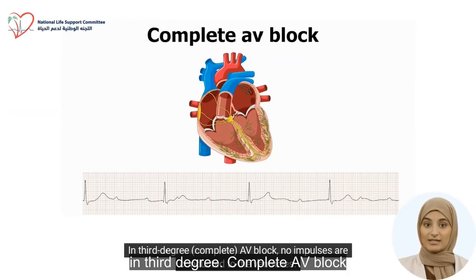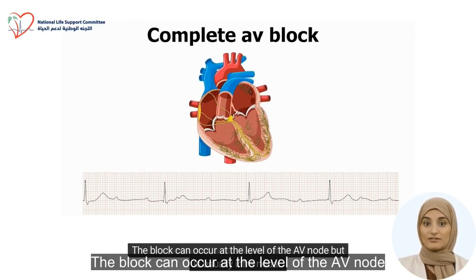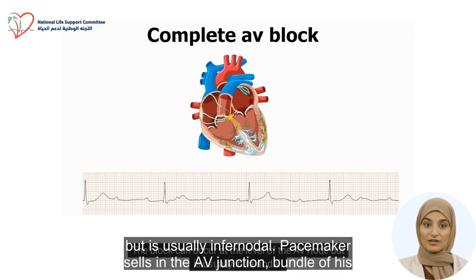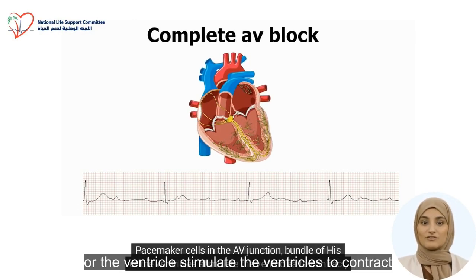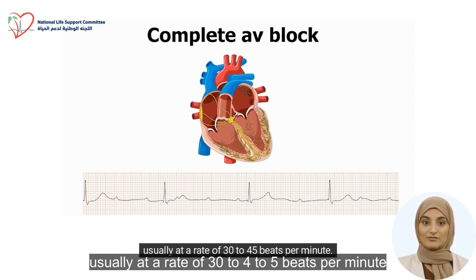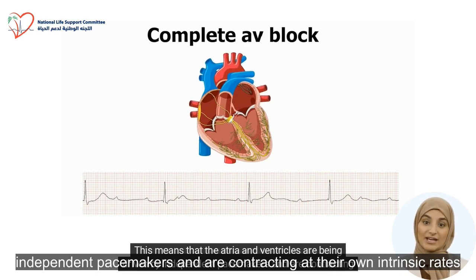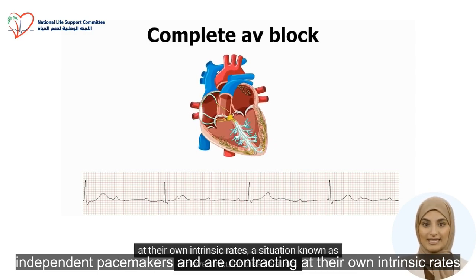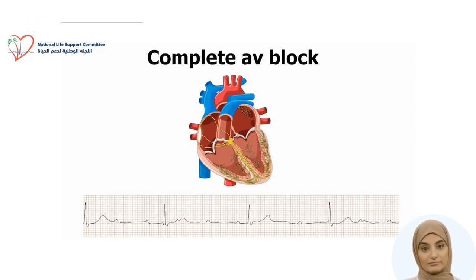In third-degree, complete AV block, no impulses are conducted to the ventricles. The block can occur at the level of the AV node, but is usually infranodal. Pacemaker cells in the AV junction, bundle of His, or the ventricles stimulate the ventricles to contract, usually at a rate of 30 to 45 beats per minute. This means that the atria and ventricles are being driven by independent pacemakers and are contracting at their own intrinsic rates, a situation known as atrioventricular dissociation.